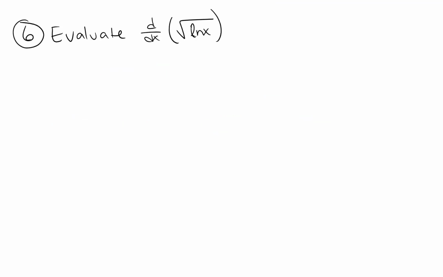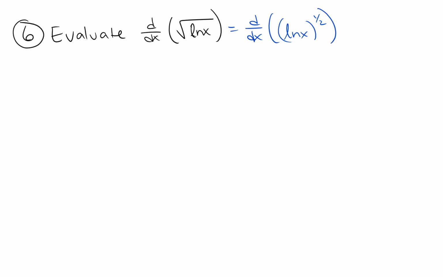Now, if I want to evaluate the derivative of the square root of the natural log function, this time our outer function is that square root function. So if I wanted to, I could rewrite this as a power so that I can see that a little bit more clearly. Notice that power is on the entire natural log function. It's not just on the x.